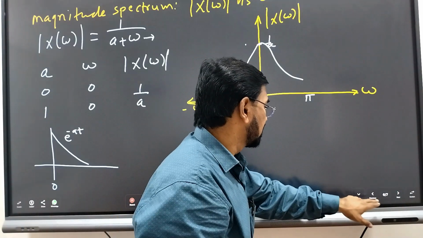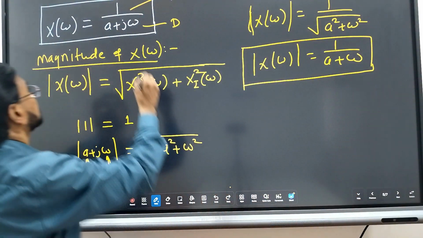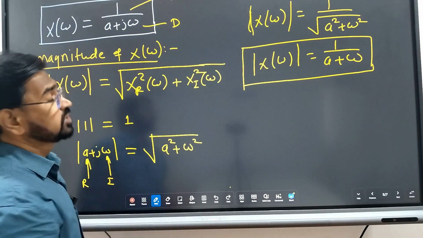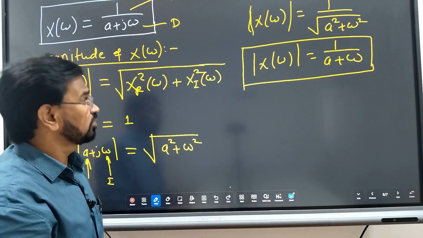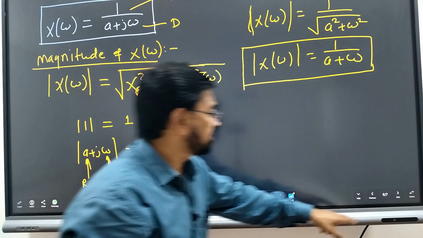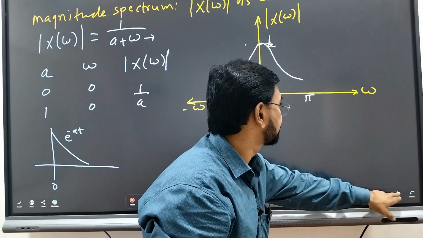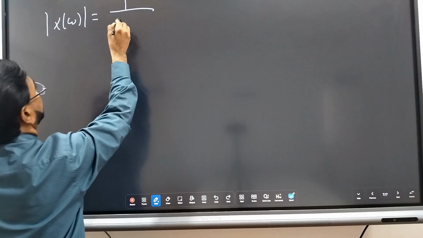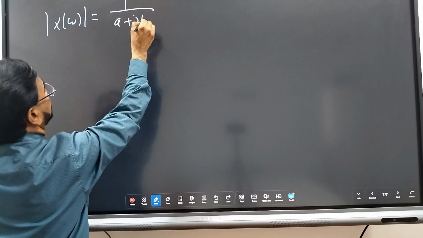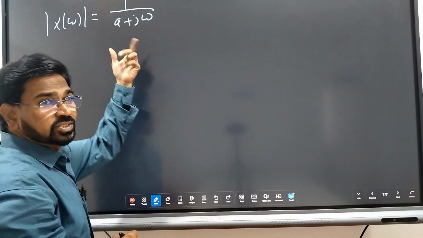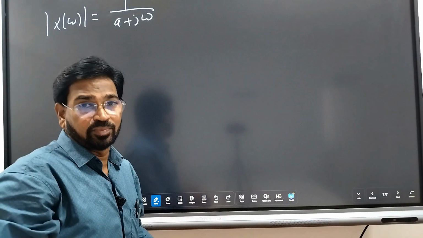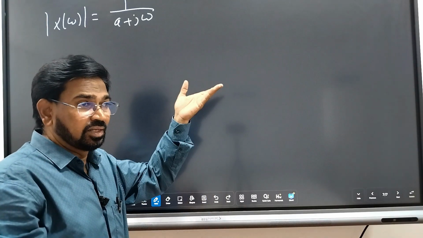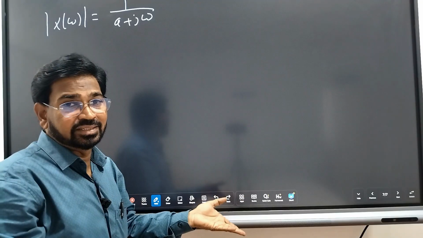To find the phase, let us pick this equation, 1 divided by a plus j omega. We will simplify this and find the phase. So we have X of omega equal to 1 over a plus j omega. Its complex conjugate is a minus j omega, with 1 in the upper side and 1 in the lower side.